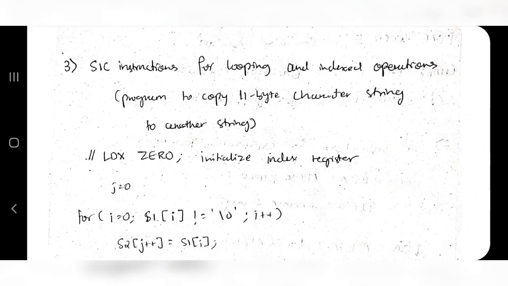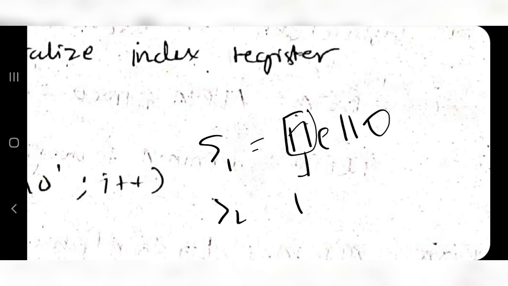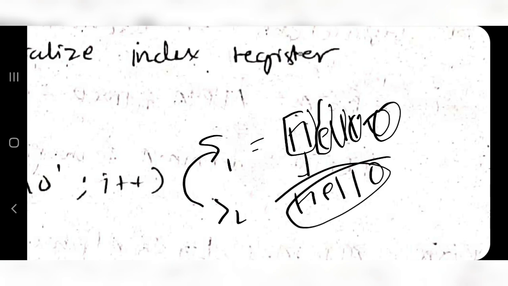Another one, let's see how to do the string operations. SIC instructions for looping and indexed operations. So to copy an 11 byte character string into another string. Suppose that there is S1 here which is equal to hello. I have to copy this value into S2. So the basic operation I will be doing here is I will access H and write H here, then I will access E and write E, L, L, O. Like that I will be copying from S1 to S2.